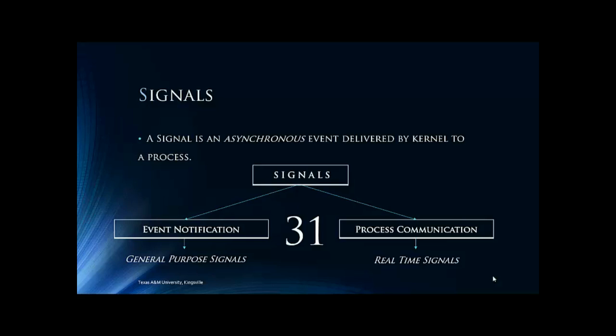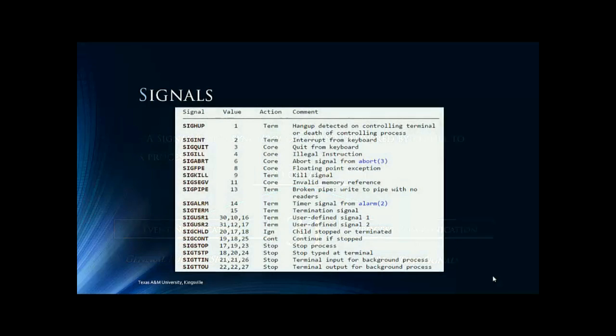We'll go with general purpose signals. Mostly signals are used for event notification. So here is the list of the general purpose signals. General purpose signals are usually referred to with pre-assigned names. You can see here every signal is prefixed with SIG. Every signal has its value and a default action.